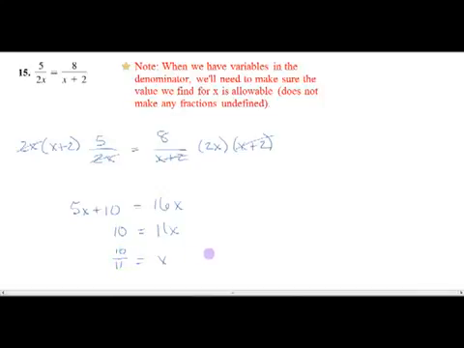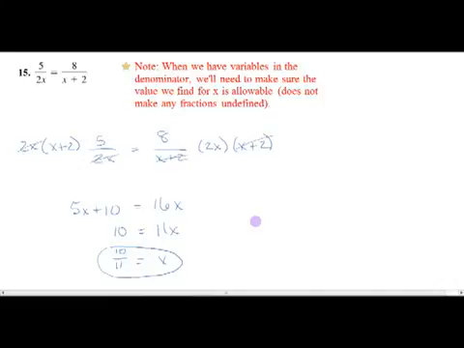Now we don't have to check to make sure that we haven't made a mistake. The kind of check that we're looking for is that we check to make sure that this doesn't make any of the fractions undefined. The only values of x that would make this undefined is a value of 0 or a value of -2. Since this is not either one of those values, we can be safe to say that that is the answer, as long as we haven't made any mistakes in the process of solving.